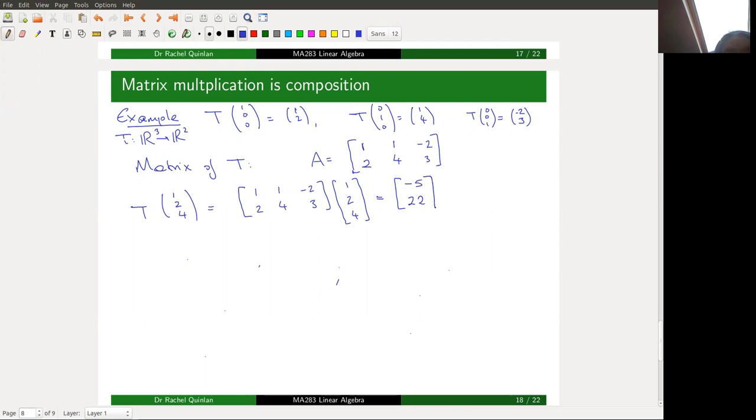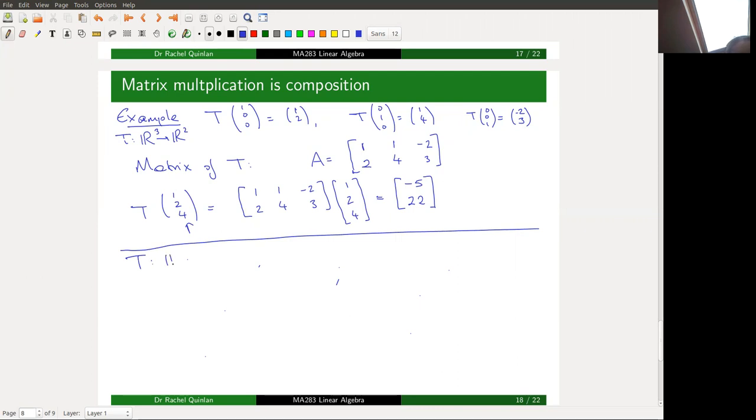So minus 5, 22 is the image of this particular vector under T, if we wanted to know that. Okay, that's how the matrix of a linear transformation defined in terms of the standard basis operates, and we'll see a lot more about this later in the course. Something to take away for now is that matrices correspond to linear transformations, and for every linear transformation we can write down a matrix, which becomes a sort of computational tool for calculating images of points under that matrix.